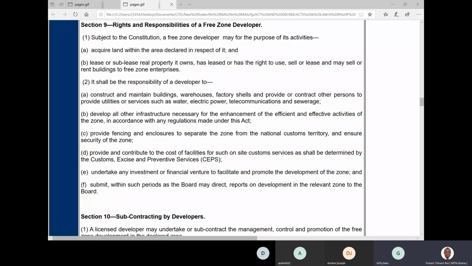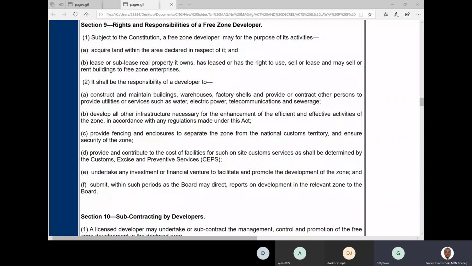Okay, D. E. The provision and contribution to the cost of facilities for the on-site customs services determined by the Customs, Excise and Preventive Service. Yes, so you need to put in place things that the salespeople may use. So if salespeople need a facility, they have to also contribute. You understand? Let's continue. E. The undertaking of an investment.